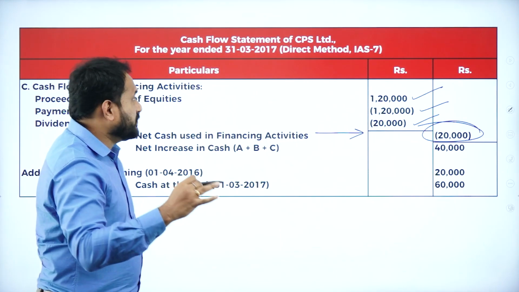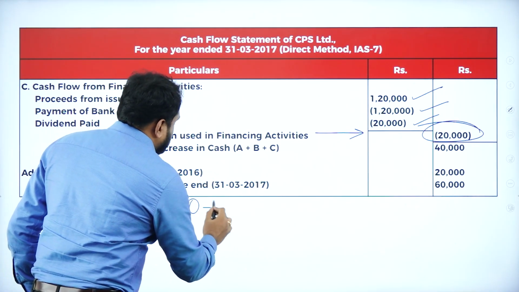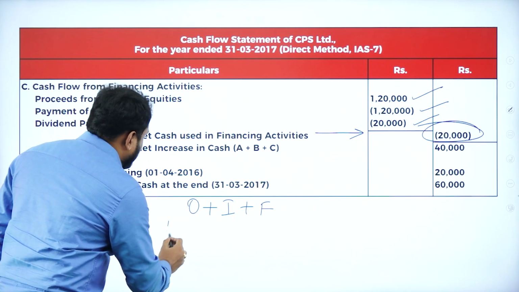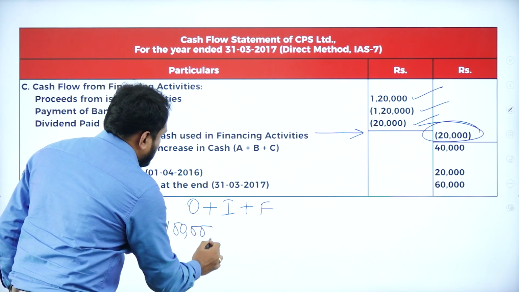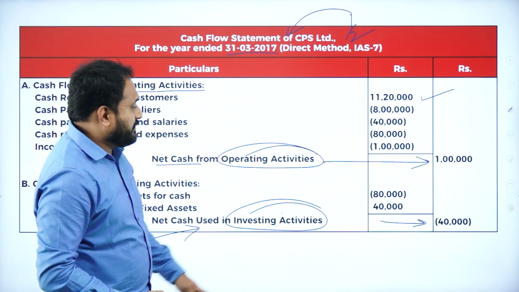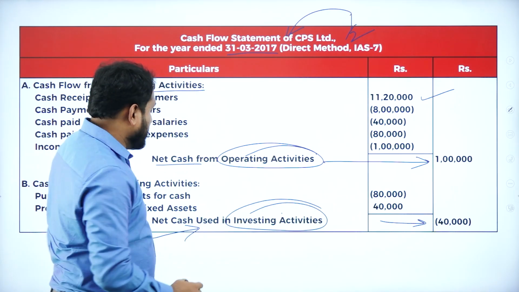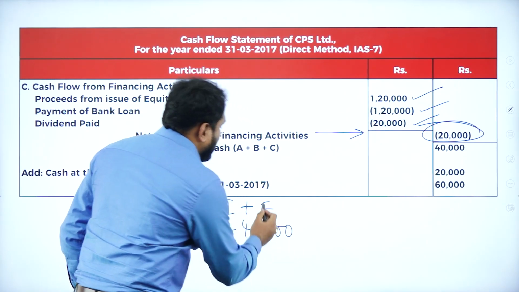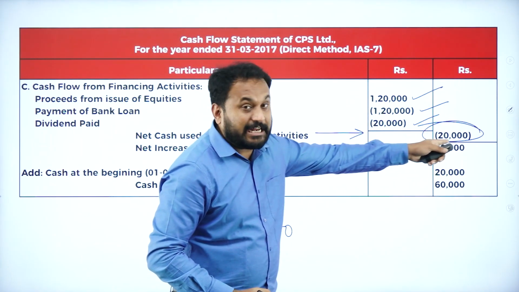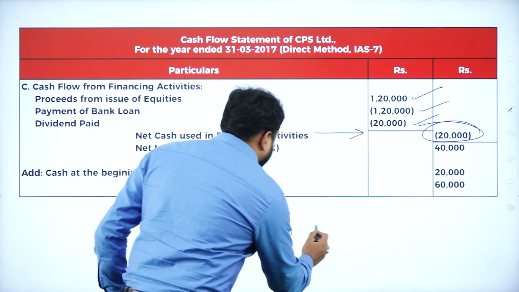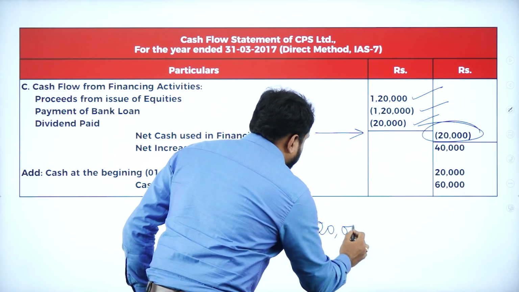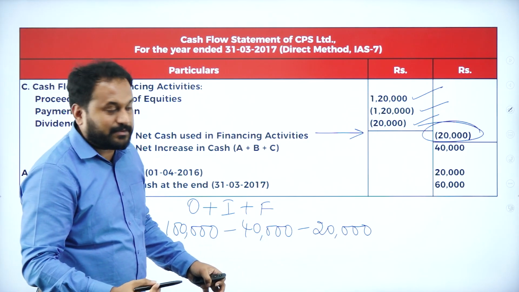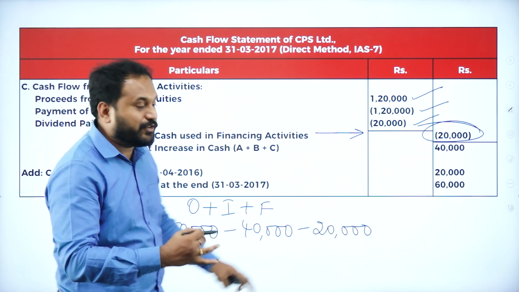Now what should I do? Very simple. O plus I plus F. So how much is my O? O is 1 lakh. Now investing is how much? Investing is minus 40,000. Then finance is how much? My finance is again minus 20,000. So how much here? 1 lakh minus 40,000 is 60,000. 60,000 minus 20,000 is 40,000.